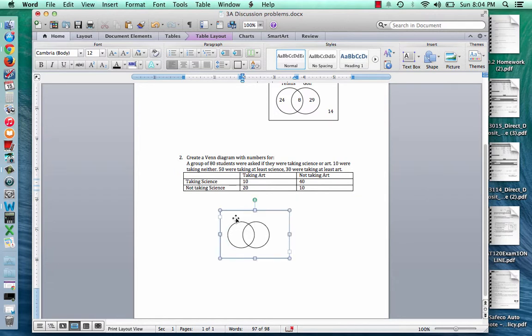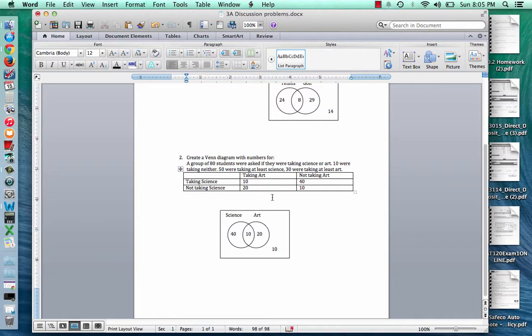Okay, so we'll just label the diagrams again, science and art. This is not super easy on a computer, but I'm doing the best I can here. Normally you'll just do this by hand. So remember, the region that we want to start with is the taking science and taking art. That's the 10 in the middle. Then taking science, not taking art. That's this part right here. They're in the science but not in the art, so 40 goes there. The right circle is the not taking science because they're outside of that circle, but they are taking art, and there's 20 there. And then the 10 that are the neither, they go outside.